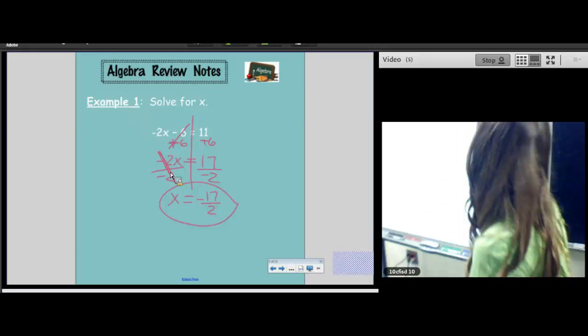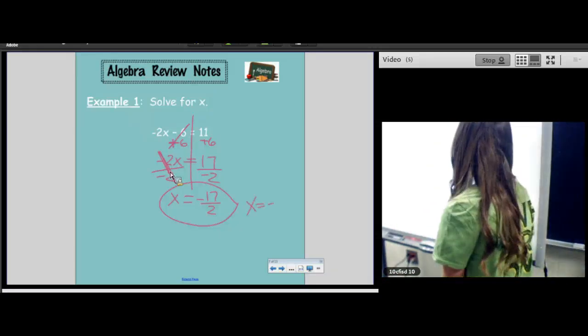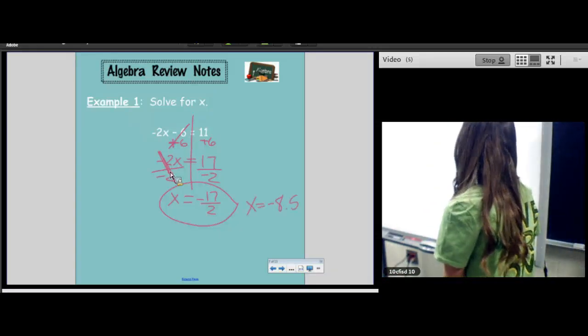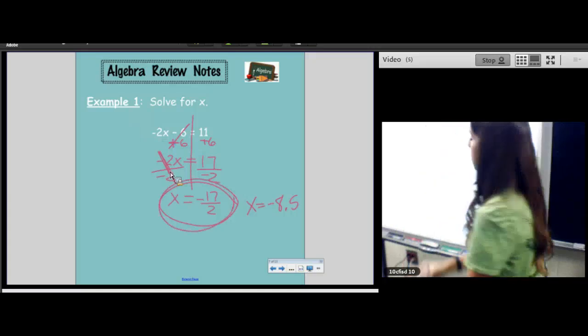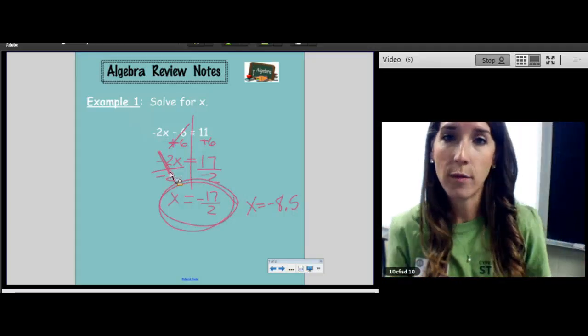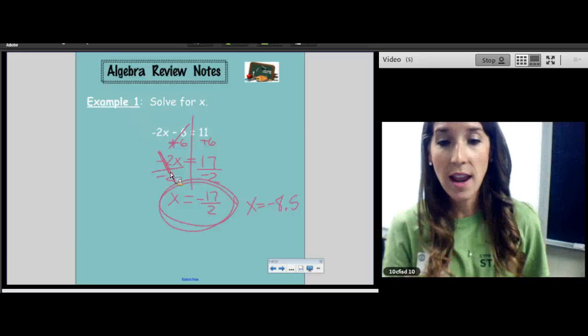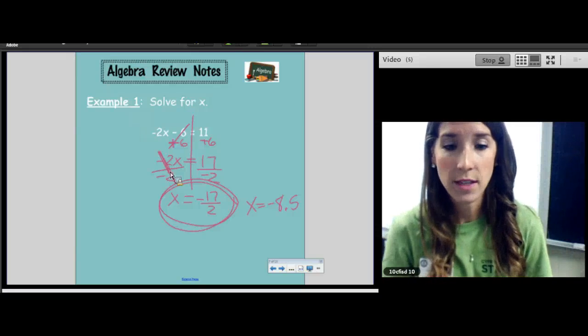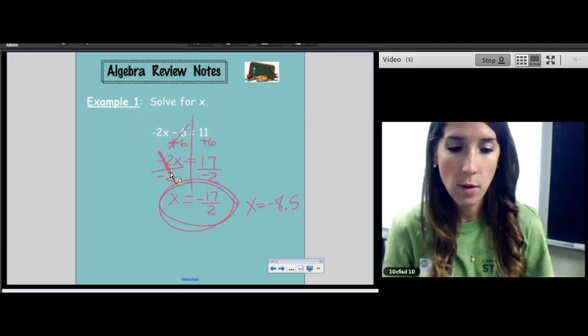And you would not get it wrong if you put x equals negative 8.5. That is okay. But we like improper fractions better because when we're manipulating them and moving them, it works better for us. So the answer that I like is negative 17 halves. But if you really want to write negative 8.5, that's fine.